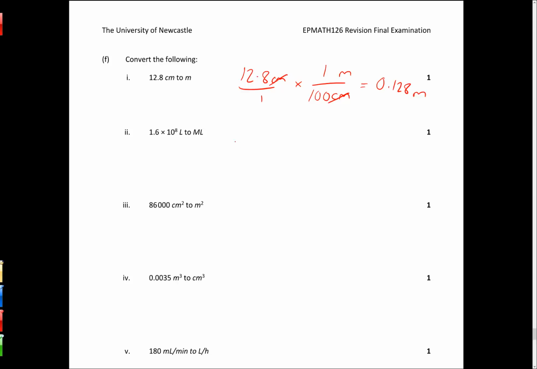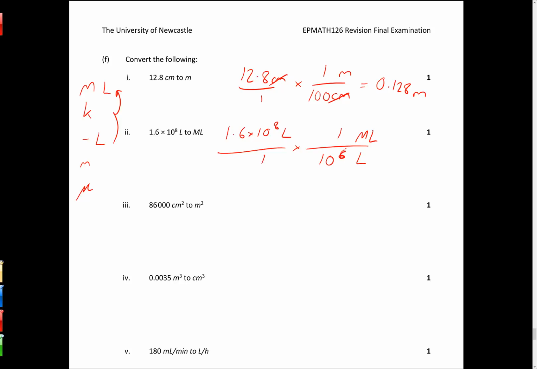Now I've got a 1.6 by 10 to the 8 litres. Again, I'll put it over 1. And I want to get rid of litres, so litres on the top, I'll put litres on the bottom. I do want megalitres, and I've got to think, well, how do megalitres and litres relate? And I know that litres would be here and megalitres here. It's 2 leaps. 1 megalitre is 10 to the 6 litres.